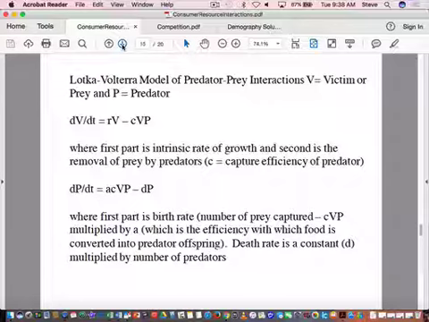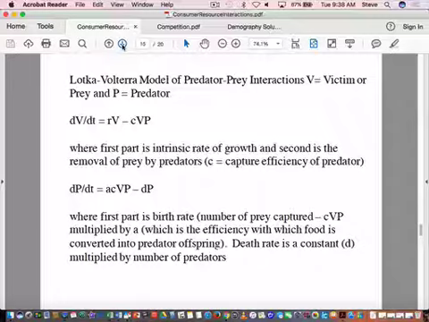Here's the key variable right here, this C. The first part is the intrinsic rate of growth, and the second part, which is negative, you can think about as the removal of prey by predators, okay? And C is a variable that can range all over the place. You can have a low capture efficiency, where predators aren't very efficient or don't eat a lot of these prey. If this is a specialized predator that eats a lot of these things, then you have a really high capture efficiency. So this value can change a lot.